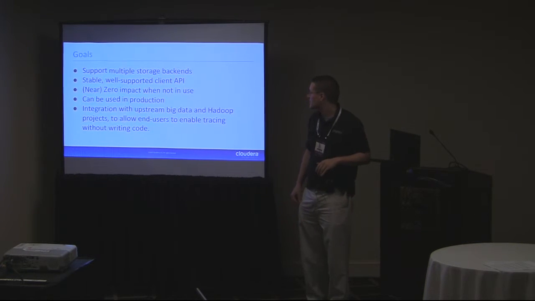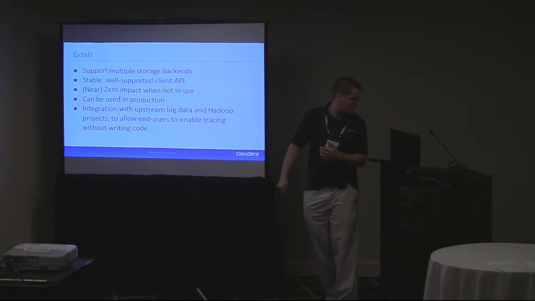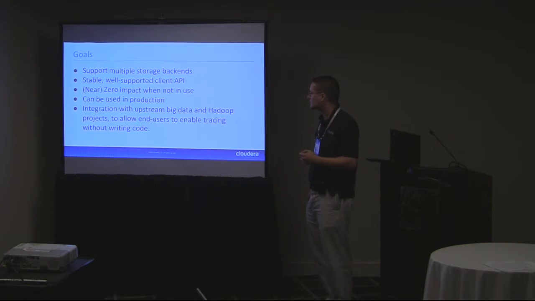Some more goals. HTrace is modular. It supports multiple ways of storing trace spans that we generate, and I'll talk a little bit more about some of those ways in just a little bit. Obviously, we want the API to be very stable. This is a big concern for us, because we're dealing with so many different upstream projects, and we can't just change the API, even if it would be nice. We have to not leave those guys high and dry.